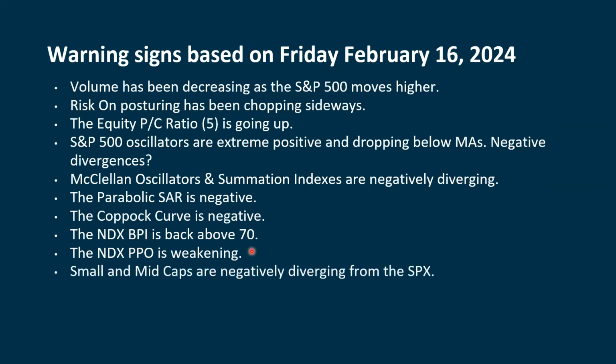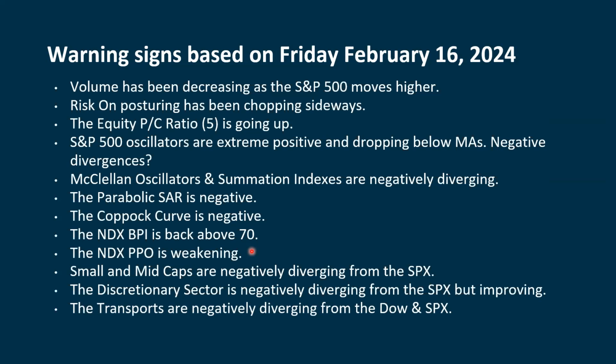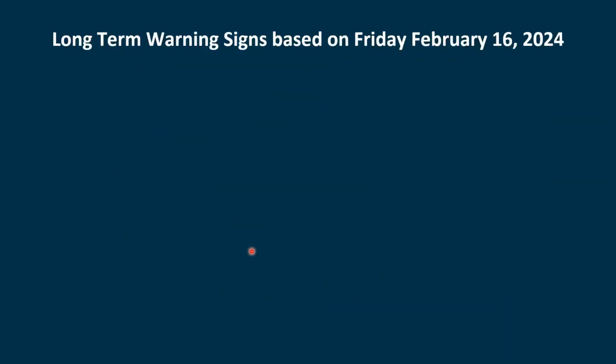Small and mid caps, when you look at just their indexes, they're still negatively diverging from the S&P. The discretionary sector is still diverging from the S&P, but it has been improving lately. The transports are still negatively diverging, not only from the Dow, but from the S&P, and we're possibly entering a season of weak historical seasonality.